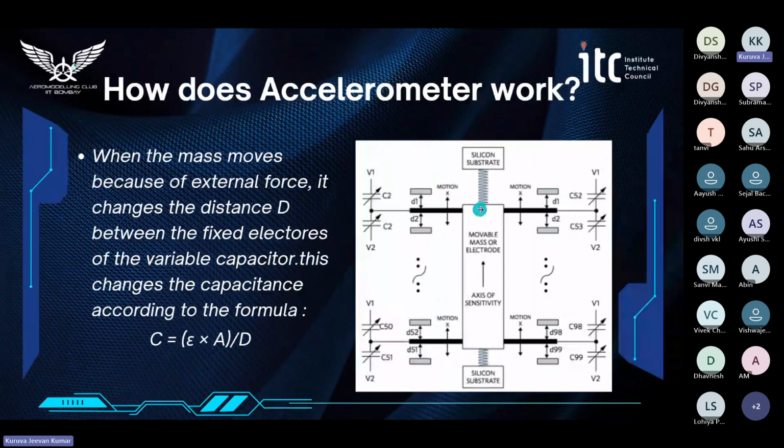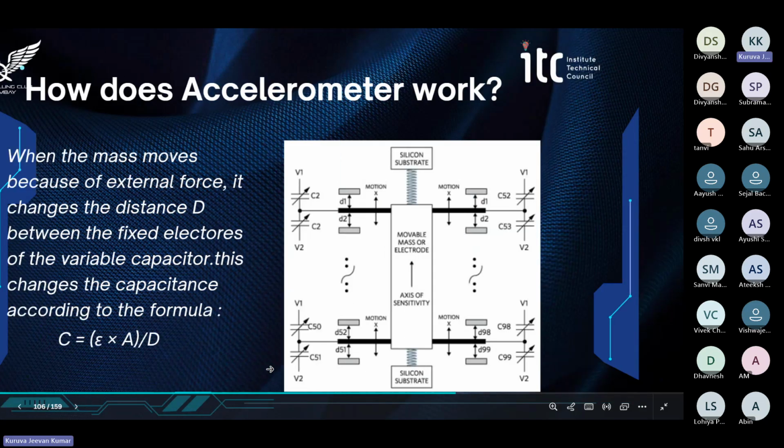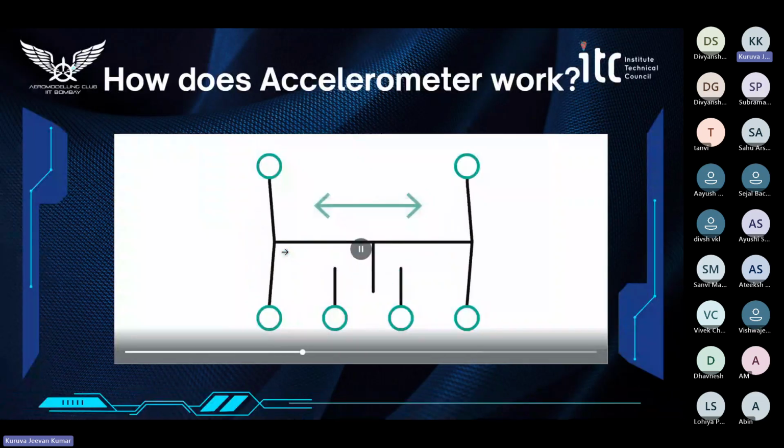When the mass moves because of the external force, it changes the distance d between the fixed plates of the variable capacitor, and this changes the capacitance according to this formula, C equals epsilon naught A by d. So here is a video showing how the distance between the plates changes.